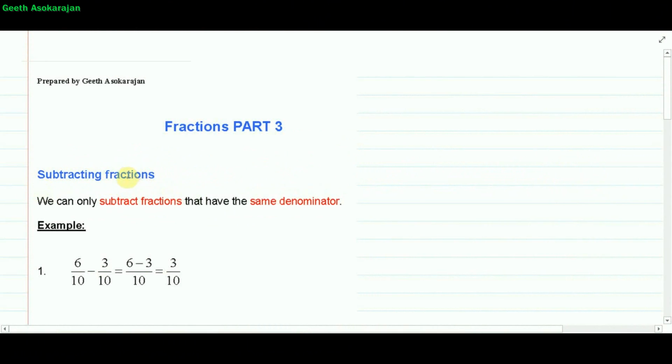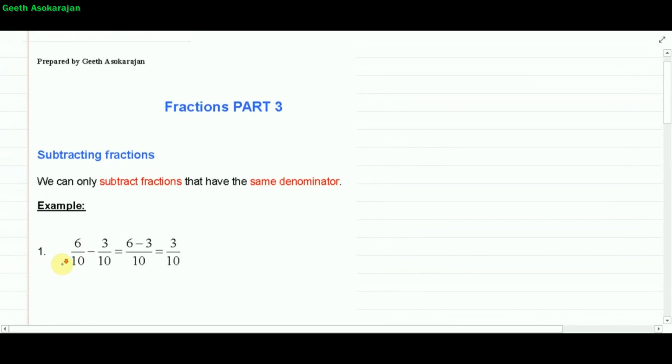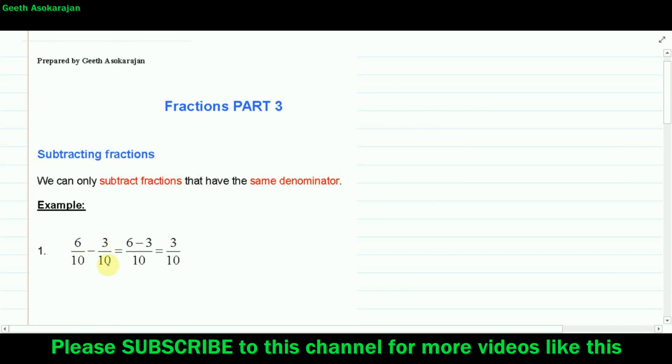Right, subtracting fractions. We can only subtract fractions that have the same denominator. So let's take a look at some examples. So for number 1, 6 over 10 take away 3 over 10.